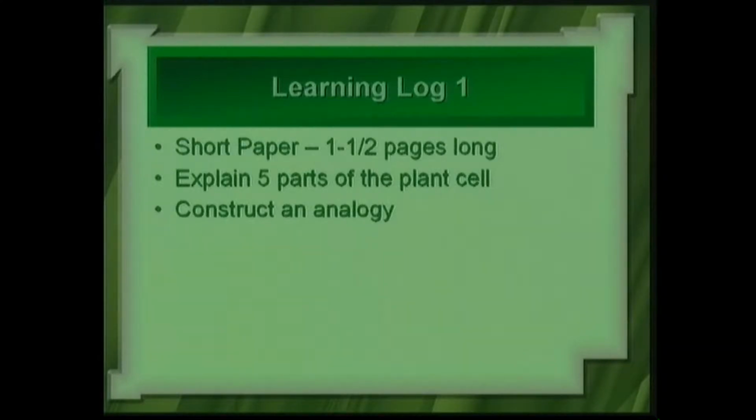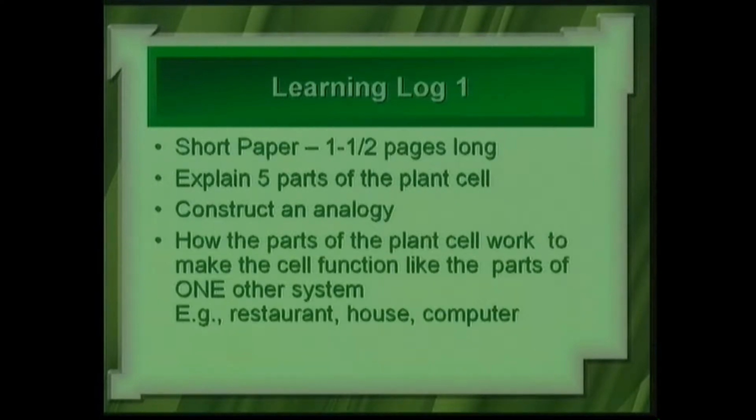You're going to explain how the 5 parts of the plant cell work to make the plant cell function as a whole, similar to the components of one other system. For example, you could talk about a restaurant. Say you actually work at a restaurant. For one thing, you could say the outermost part of the plant cell, the cell wall, you might liken to the infrastructure of the building, like the walls of the building that surrounds the restaurant. Secondly, another thing we talked about was the plasma membrane or the cell membrane.